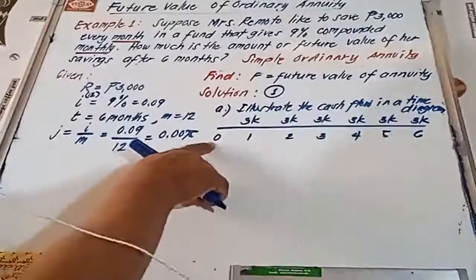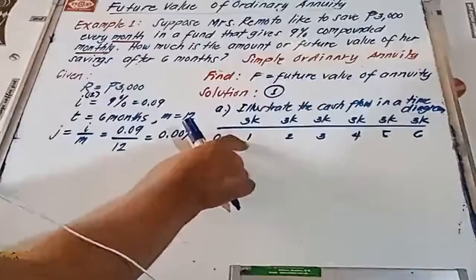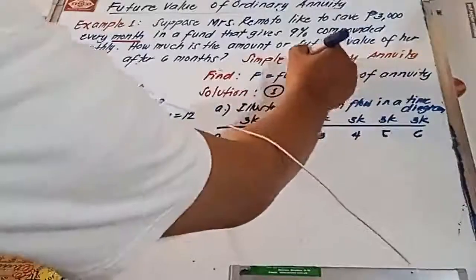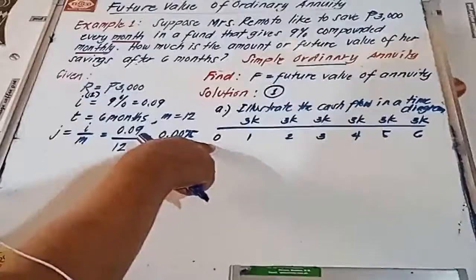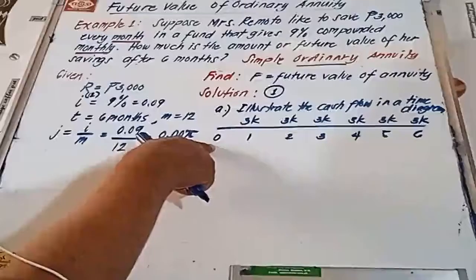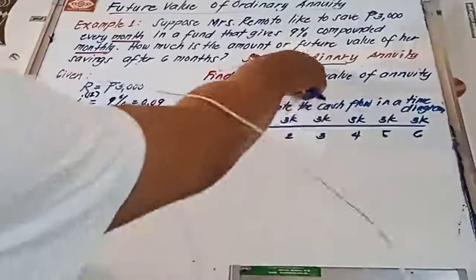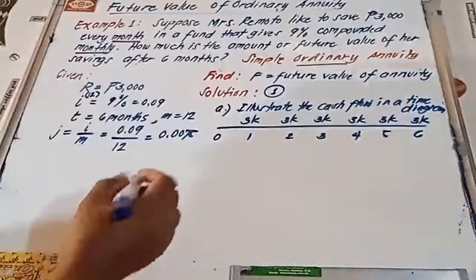So, magbabayad ka dun sa end of the payment interval, kaya tinawag siyang ordinary annuity. Pero kung dito, magbabayad ka na at the start or beginning of the payment interval, annuity due yun. But since dito ang bayad, ordinary annuity. Now, we solve for the future value.